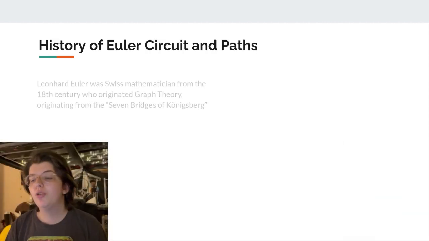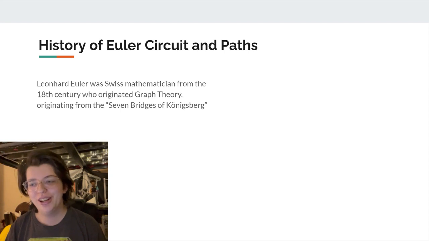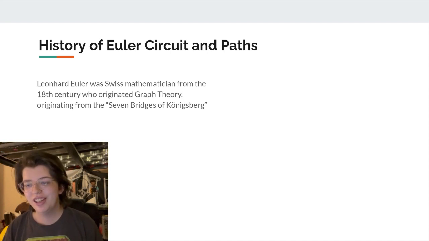Euler circuits were named after a man known as Leonhard Euler. Leonhard Euler was a Swiss mathematician from the 18th century. He, along with many others, were historically tasked with solving a problem now known as the Seven Bridges of Königsberg. In Königsberg, Prussia, there were 7 bridges that connected 4 landmasses along a river known as the Pregel.